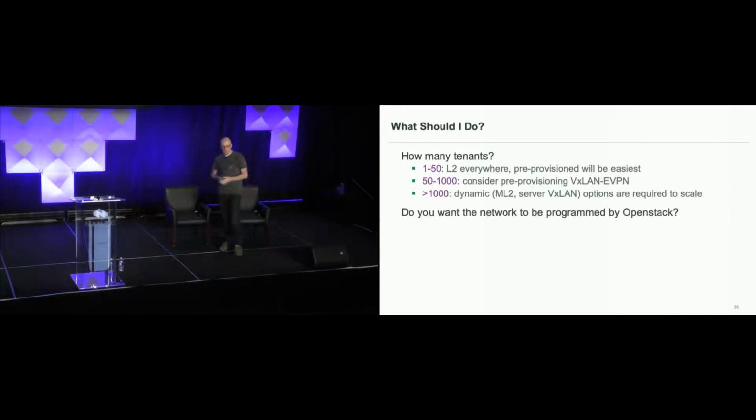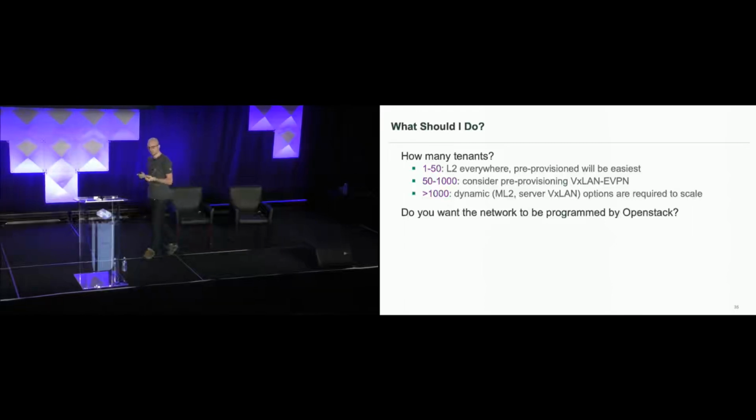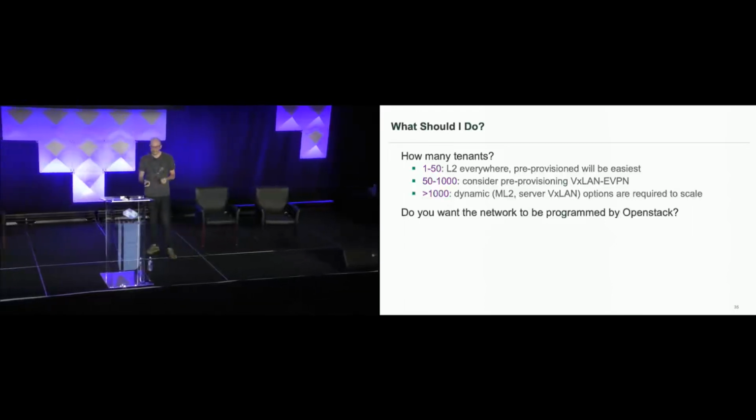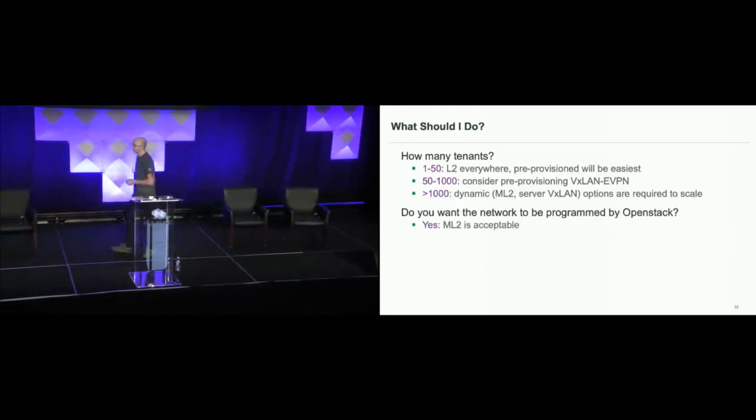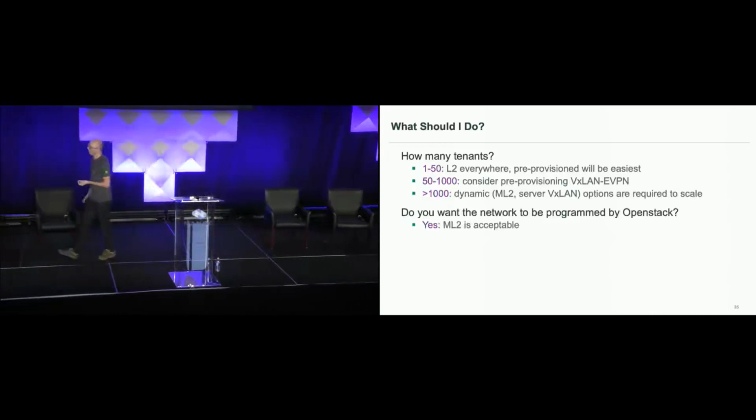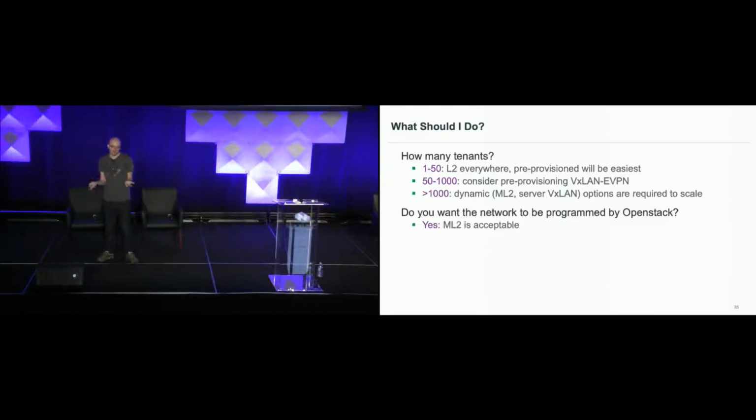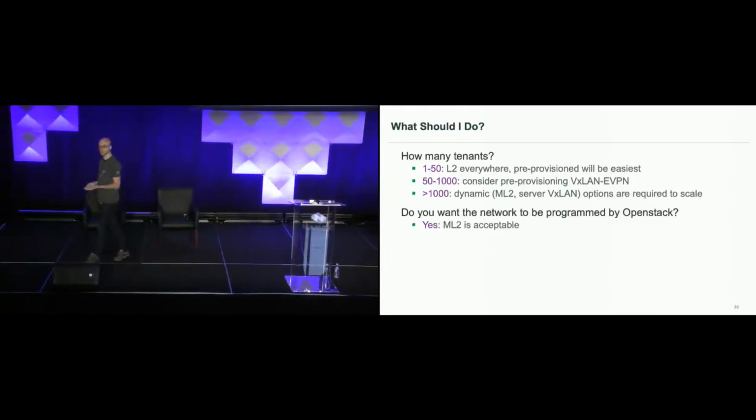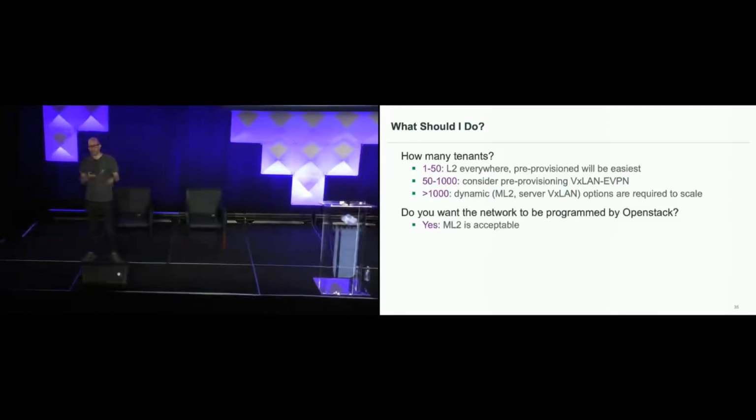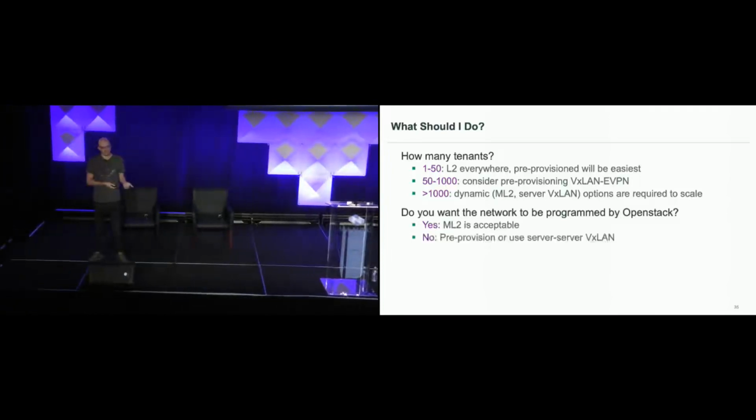The next one is, how uncomfortable am I by having Openstack talk to my network? So take a survey on a scale of 1 to 10. If you're OK with Openstack programming your switch, then do something that can require ML2. ML2 solves a bunch of problems. It's a valuable tool in the toolbox. But you have to think about what is the trade-off, and am I OK with that trade-off? And if not, then either you have to pre-provision or look at server-based VXLAN.